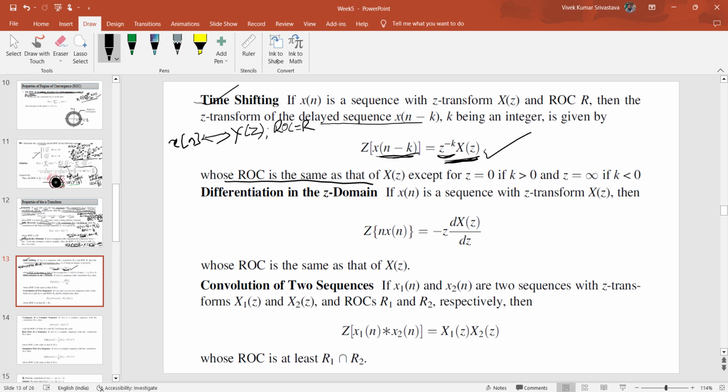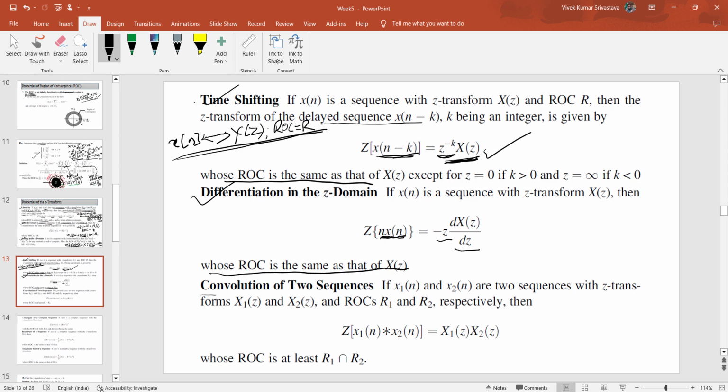So now the fifth property is differentiation in the z domain. If x of n, X of z, and the ROC are known to you, and suppose we have to evaluate the z transform of the modified signal, that is n x of n, then the corresponding z transform is defined as minus z into d by dz of X of z, and the ROC here will be the same as that of X of z. So this is the differentiation property.